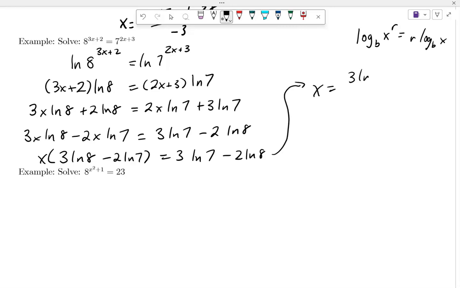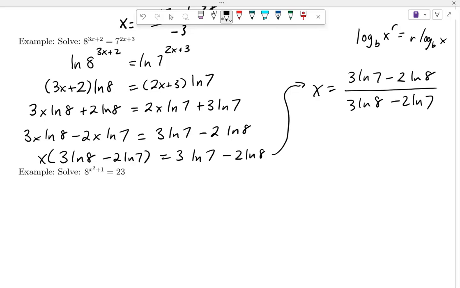we get 3 natural log of 7 minus 2 natural log of 8 over 3 natural log of 8 minus 2 natural log of 7. Again, this is just a number, so I'm just dividing both sides by it to get rid of it. Again, notice the steps.